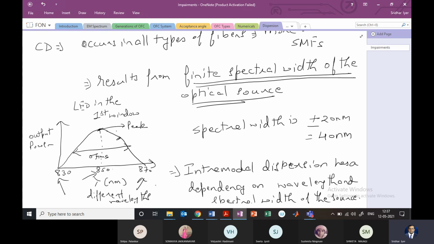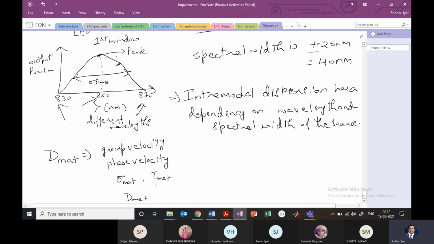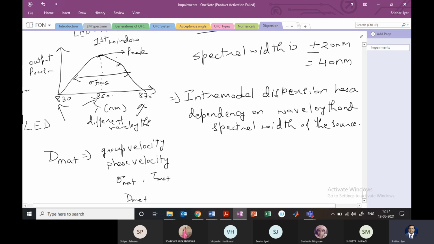In this example which you see, the graph, the spectral width is plus or minus 20 nanometer, that is total 40 nanometer, right? We'll see in module 3 that if you use LED as the source, the spectral width is somewhere around 36 nanometer. That means the LED is not going to function only at a particular wavelength. It's going to function at different kinds of wavelengths, right?